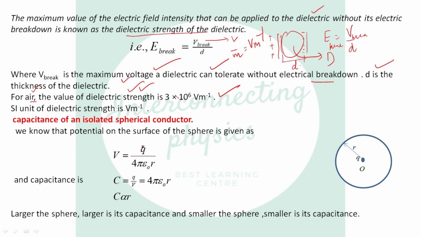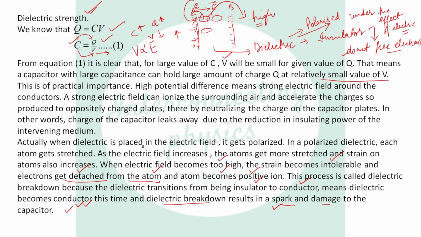So this was all about dielectric strength. If the voltage is very high, the electric field will be high, and the polarization process will happen very fast, meaning the negative and positive charges of the dielectric will be stretched. At a very high value of electric field, electrons of the atom get detached and become free, and the dielectric converts into a conductor. That is dielectric strength.